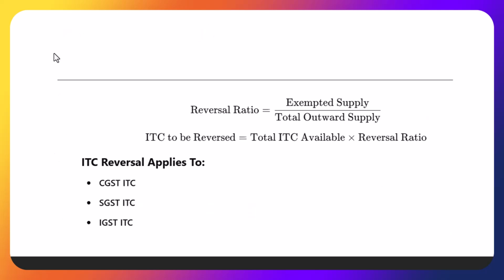Okay. Now this is the formula. How do we calculate the reversal ratio? Exempted supply divided by the total output supply. That means the total exempt. Suppose your exempted part is 20 rupees and 100 rupees is your total sale, including your exempted part. So that means it will be 20%. So the reversal ratio will be 20%. Okay. So then ITC to be reversed will be total ITC available into the reversal ratio. Okay, so ITC reversal applies to all kinds of input credits, whether they are CGST, central goods and service tax, or the state goods and service tax, or IGST.